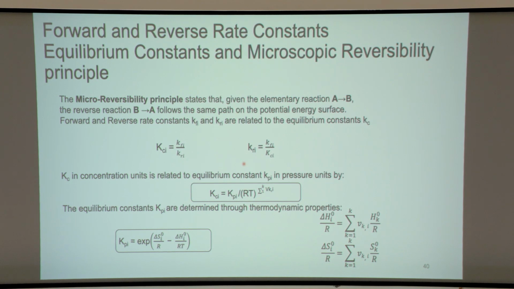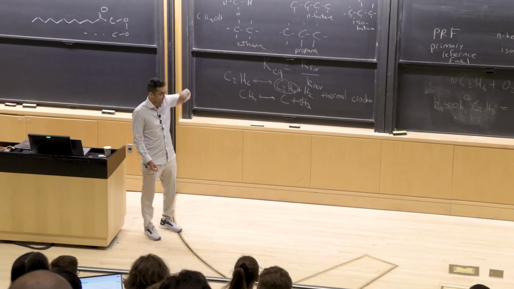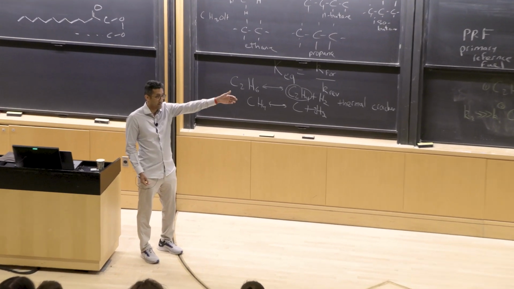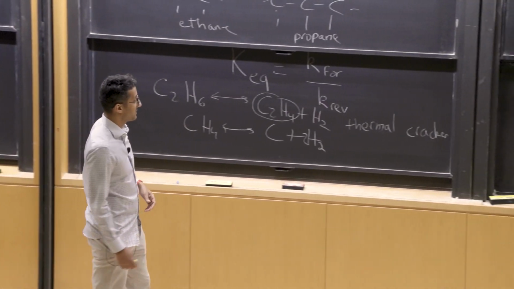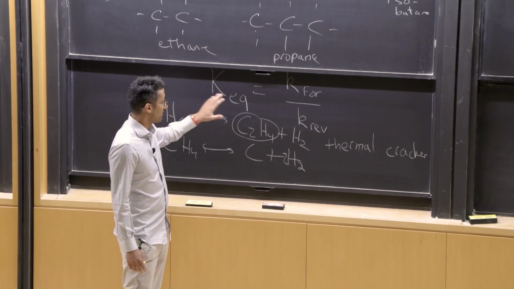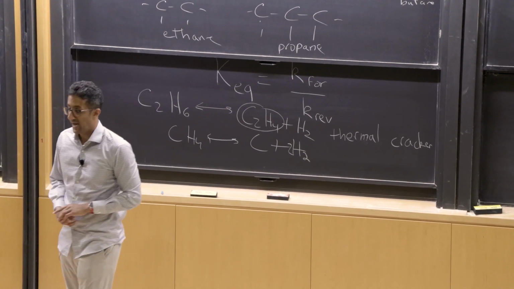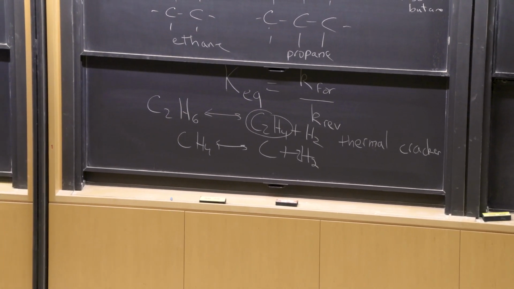So we will use this principle of microscopic reversibility in our kinetic models, because for every reaction we will prescribe forward rates, we will prescribe thermochemistry properties, and the solver will automatically get the equilibrium constants and get the reverse rates at each temperature condition correspondingly.